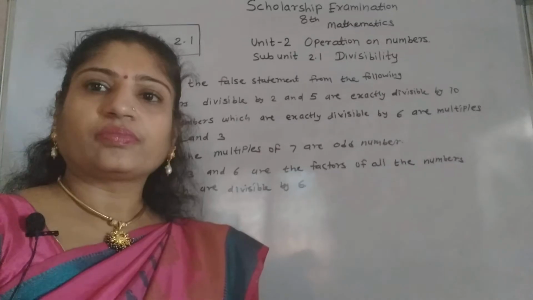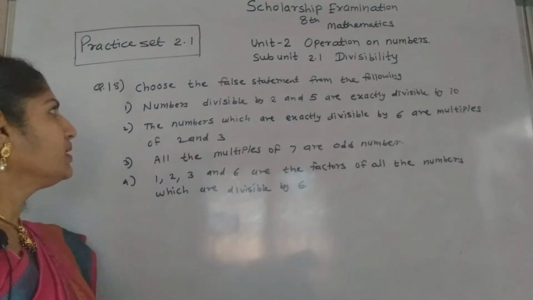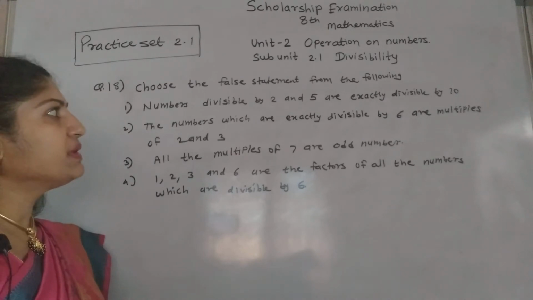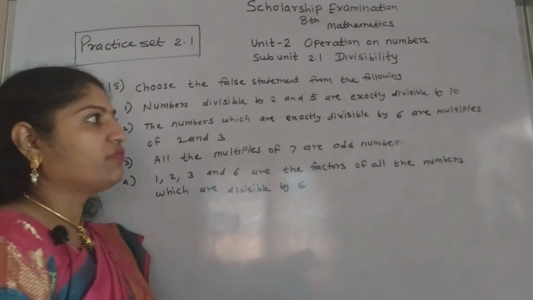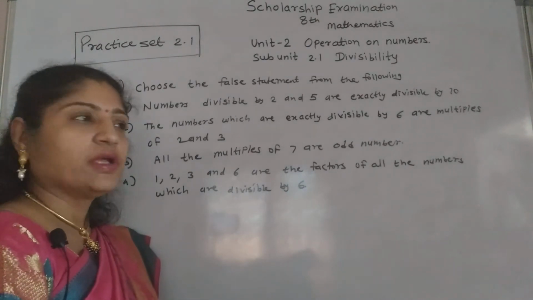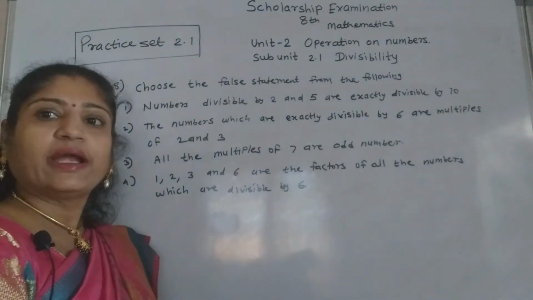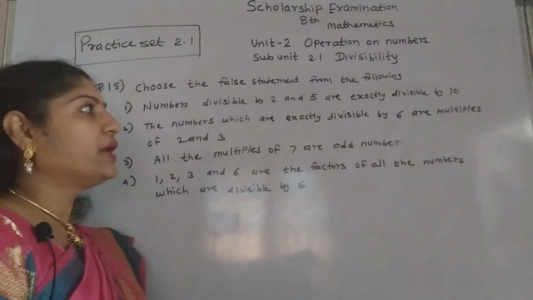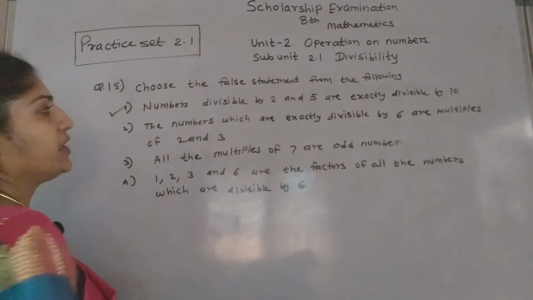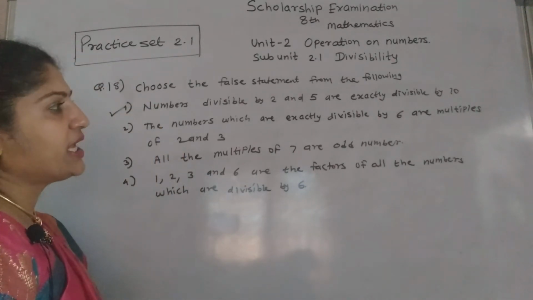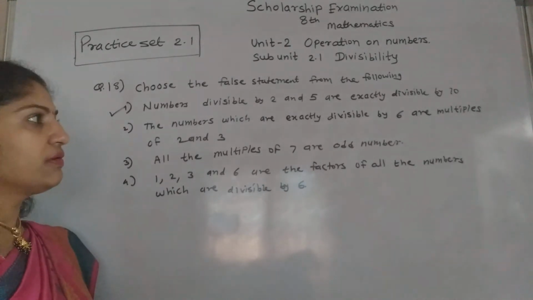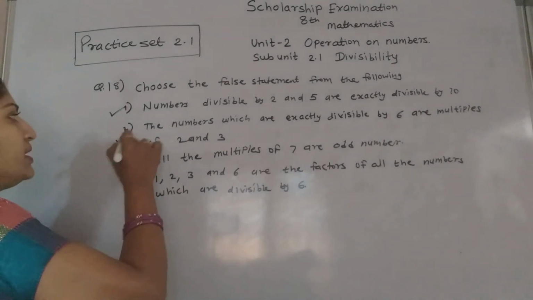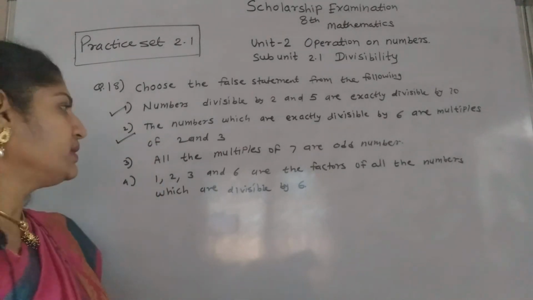Choose the correct alternative. Numbers divisible by 2 and 5 are exactly divisible by 10. It is correct. The factors of 10 are 2 and 5. The number which is divisible by 10 is also divisible by 2 and 5. This option is correct. The numbers which are exactly divisible by 6 are multiples of 2 and 3. Correct sentence. The factors of 6 are 2 and 3.